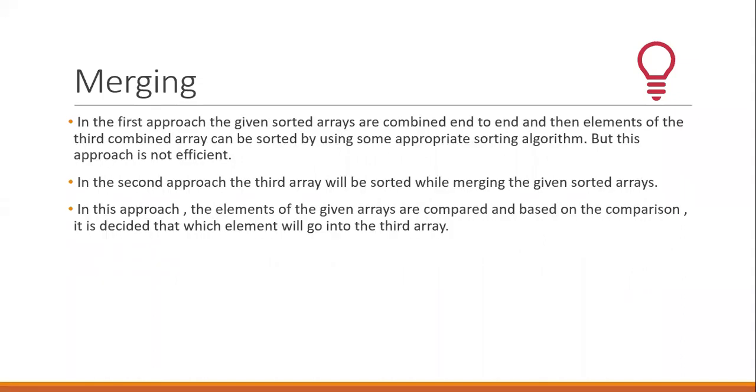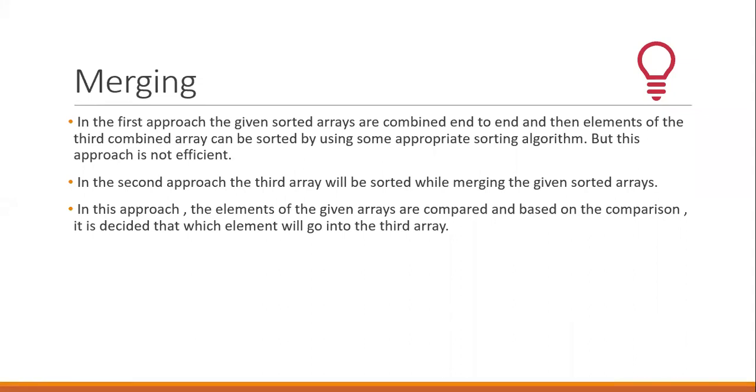There are two different ways by which you can achieve the merging of sorted arrays. In the first approach, the given sorted arrays are combined end to end, and the elements of the third array can be sorted by using some appropriate sorting algorithm. Which means, we have already understood sorting. So what we could do is copy all the elements of the first array which are sorted, then copy all the elements of the second array, and then simply sort the third array.